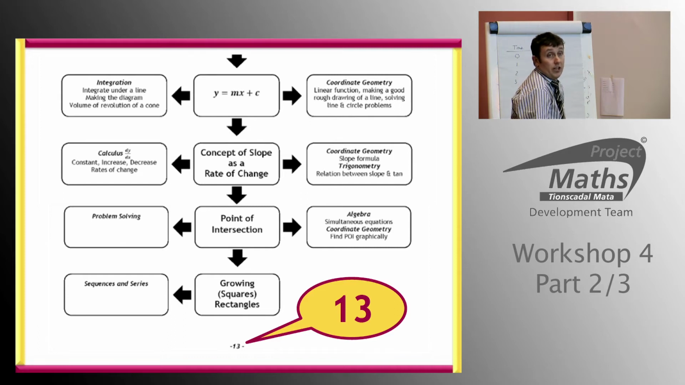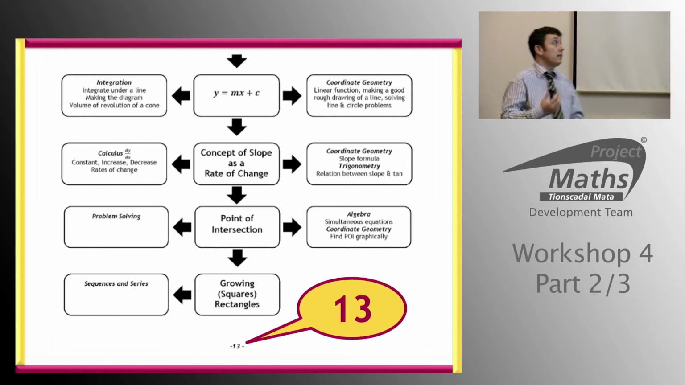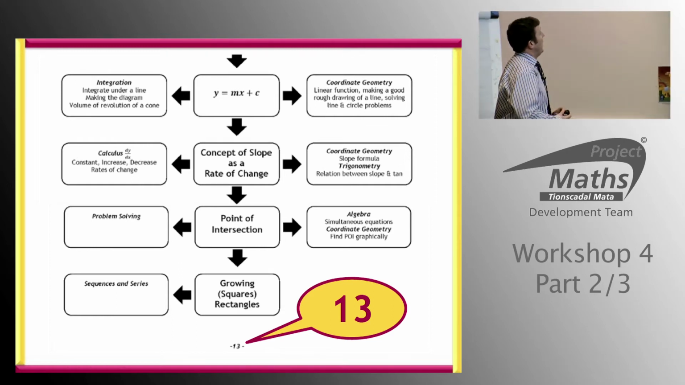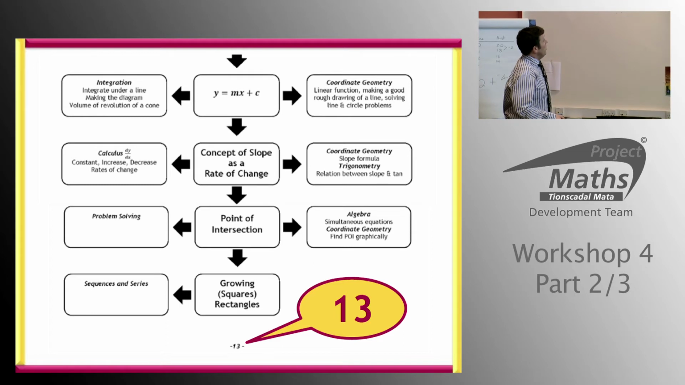Now, covariational sounds very specific, but basically it's two things changing at the one time. Does that make sense? At the same time. So your x's and your y's, or the days of the week and the height of the plant, and so forth. Integration: integrate under a line, making the diagram the volume of revolution of a cone. So that's right up at the very top end. Okay, coordinate geometry.